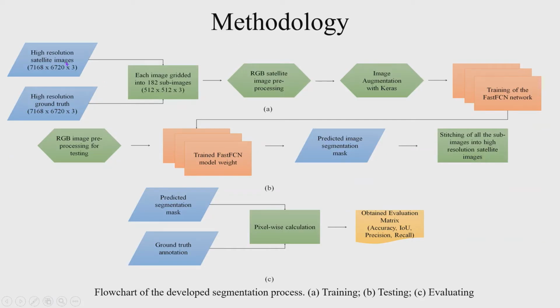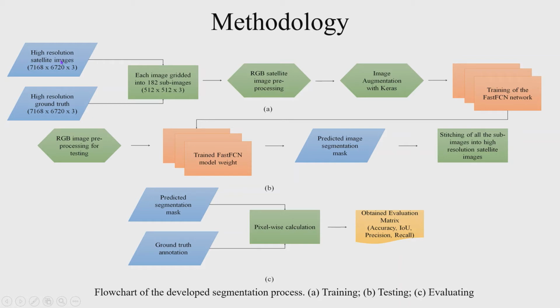Let's look at the methodology of our work. I'll try to be as precise as I can so I don't take any extra time. Firstly, we start with 150 high-resolution RGB satellite images. They were split into two groups, 120 for training and 30 for testing.